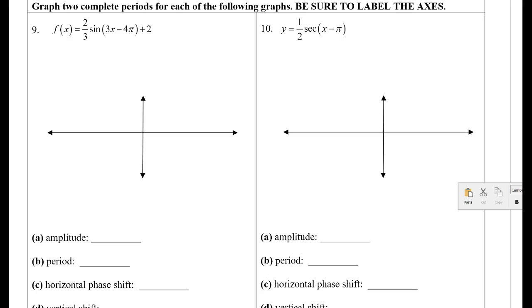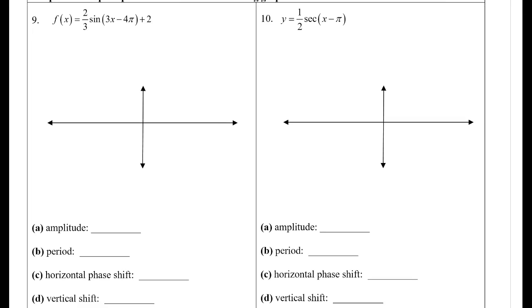So graph 2 complete periods, be sure to label all the axes. We're going to start down here at the bottom. Amplitude, we know the amplitude is that coefficient out front, which is 2/3. My period is 2 pi over b, which in this case is 2 pi over 3.